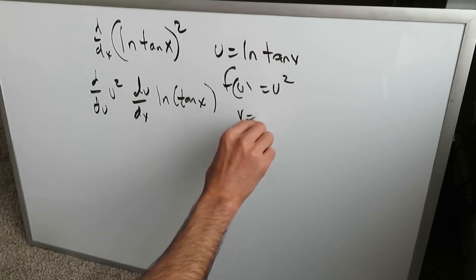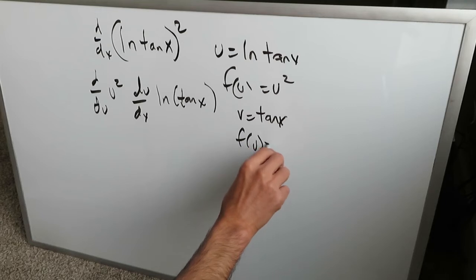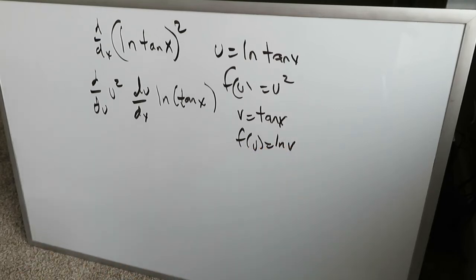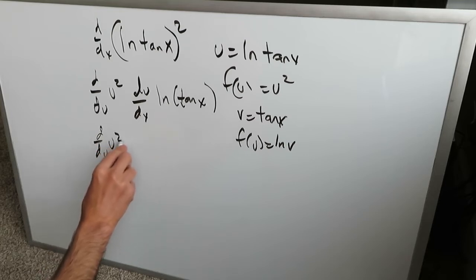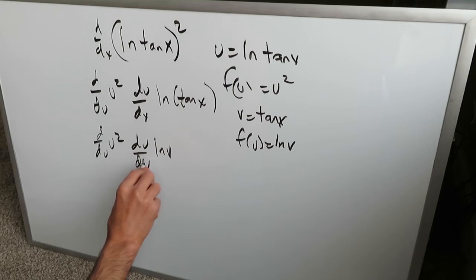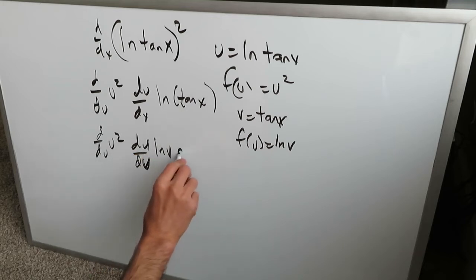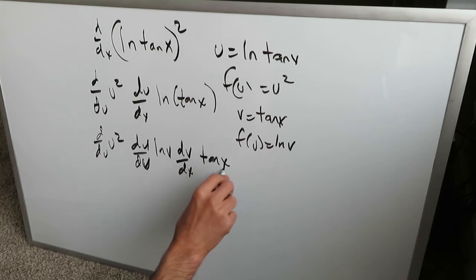So v is equal to tan x. Then the function with regards to v is ln v. So we have a chain developing right over here: d over du, u squared, du over dv, ln v, and then dv over dx, tan x.